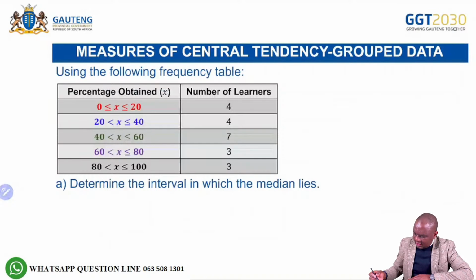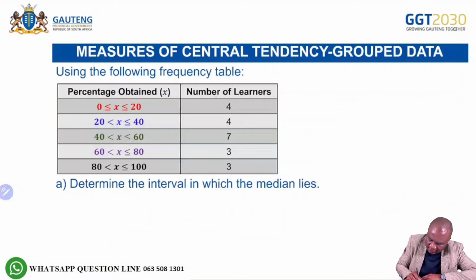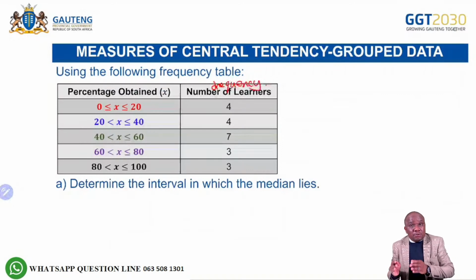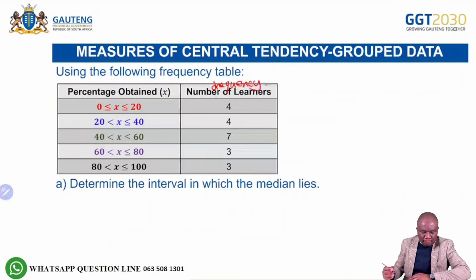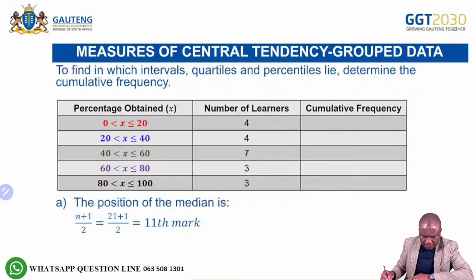Right, when it comes to this, we have to create a column for cumulative frequency. You know what cumulative frequency is? What is to accumulate? You keep on adding. So this is frequency. Let me write there. The number of learners is frequency. Then what is cumulative frequency? We have to have that column for cumulative frequency for us to be able to identify where the median lies. Let me explain the cumulative frequency.